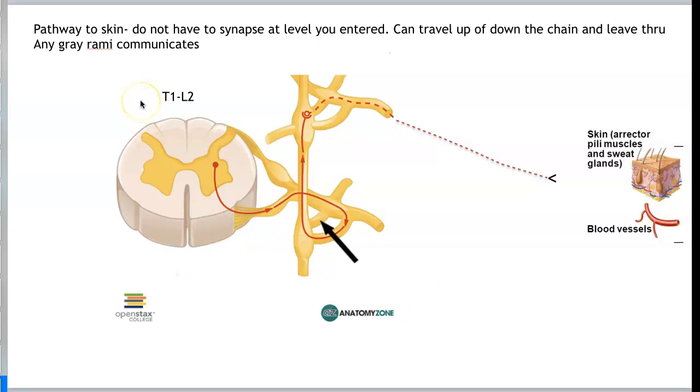So the pathway to the skin, you are getting on the sympathetic chain through the white ramus, and you are going to be synapsing on one of the sympathetic chain ganglia. And then you're going to leave through the gray ramus communicans, and you can get to any spinal nerve you want. That's pathway number 1 to skin structures.